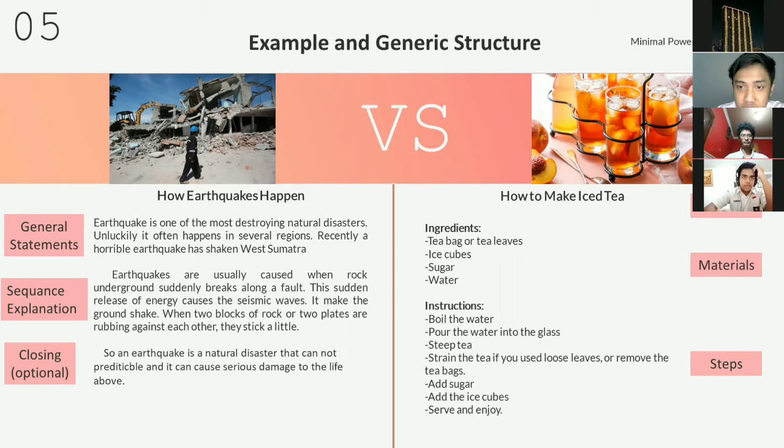So in a procedure text, the structure, first, is goal. How to make iced tea, that's a goal. It contains the purpose of the text. The second one is materials: tea bags or tea leaves, ice cubes, sugar, water. So it is the content of the materials used in the process. And the last one is steps. Steps contain the steps to make something. Boil the water, steep tea, add sugar, and so on.